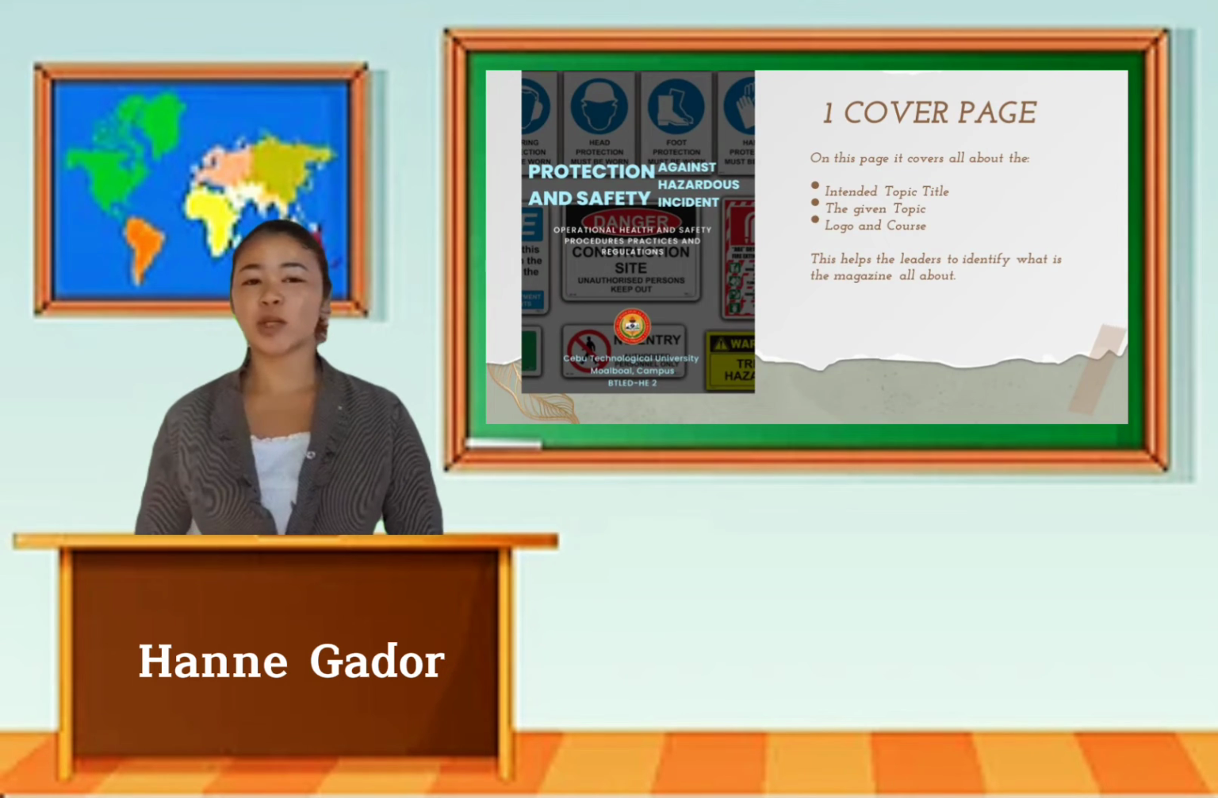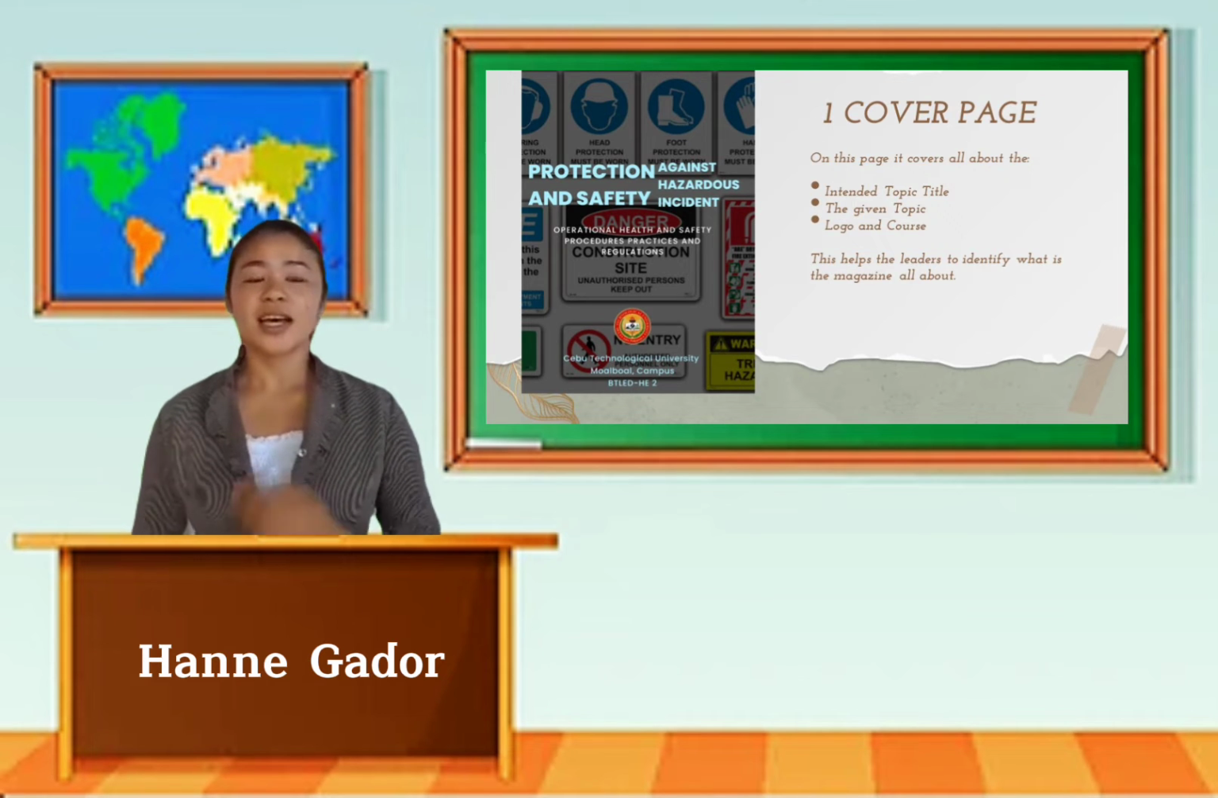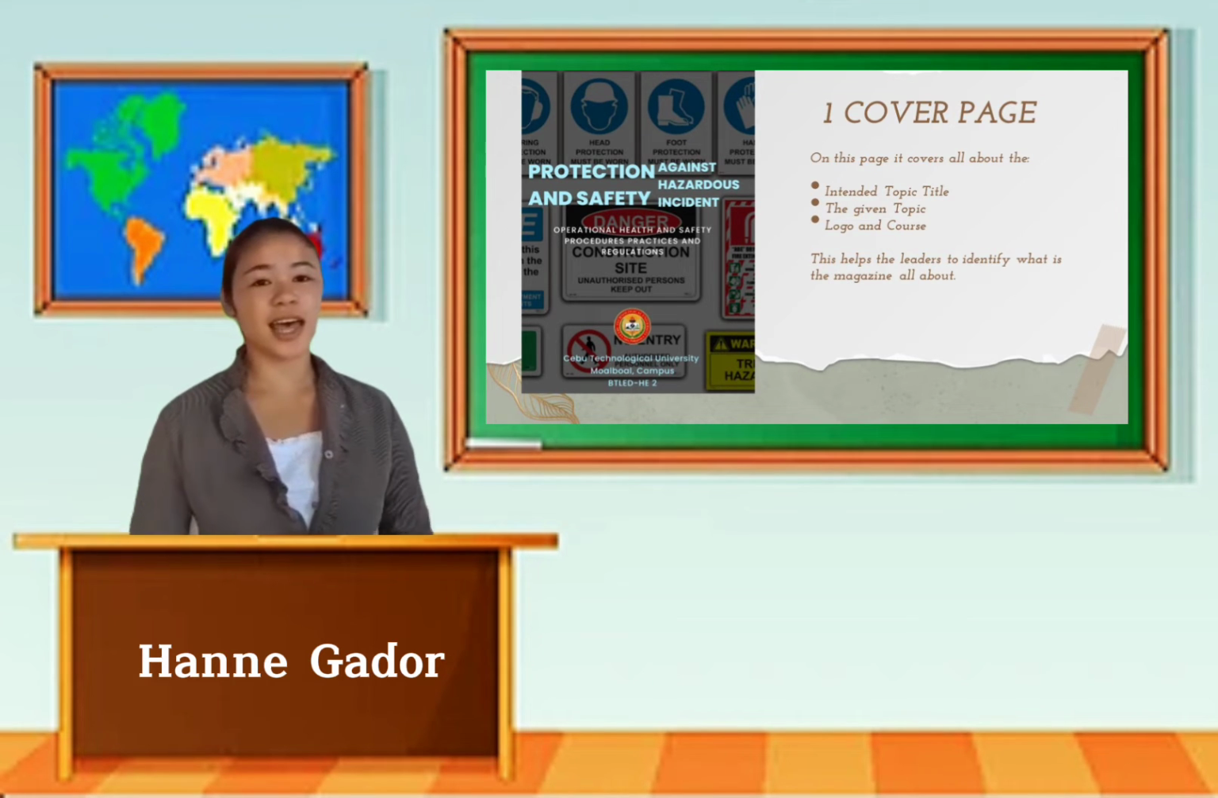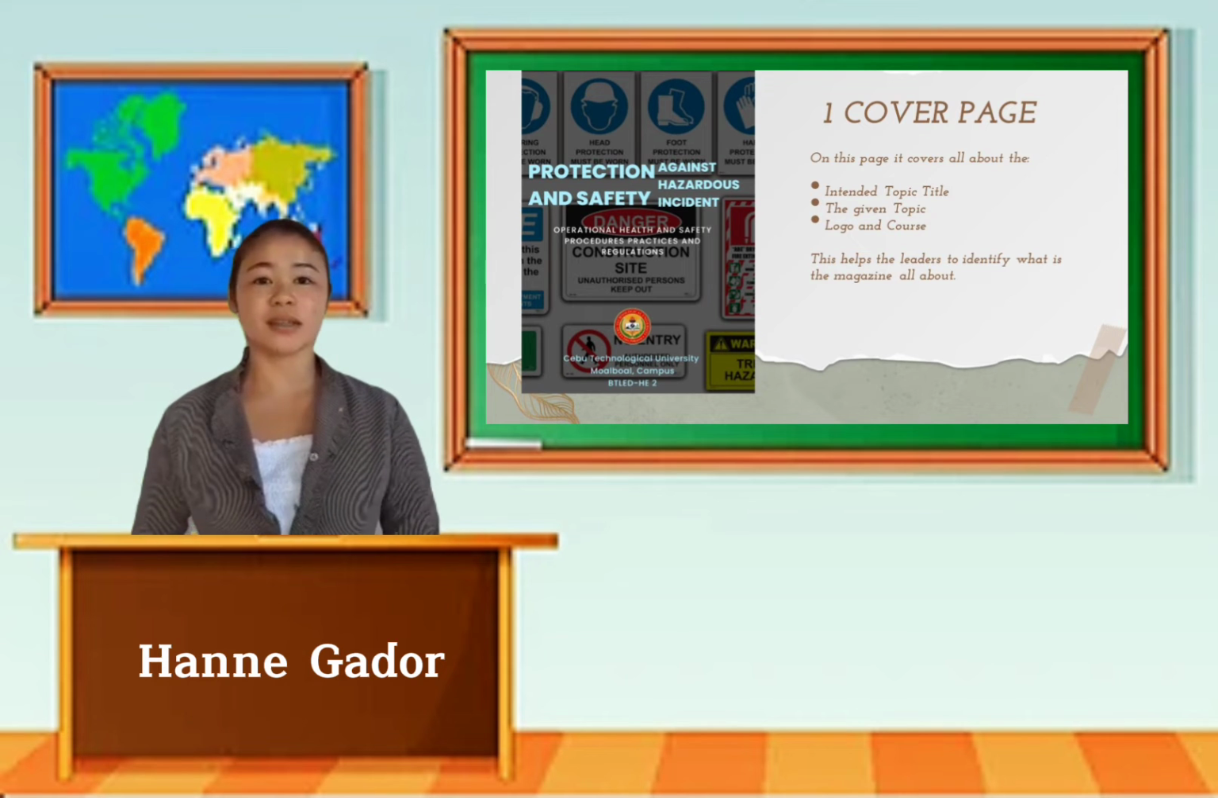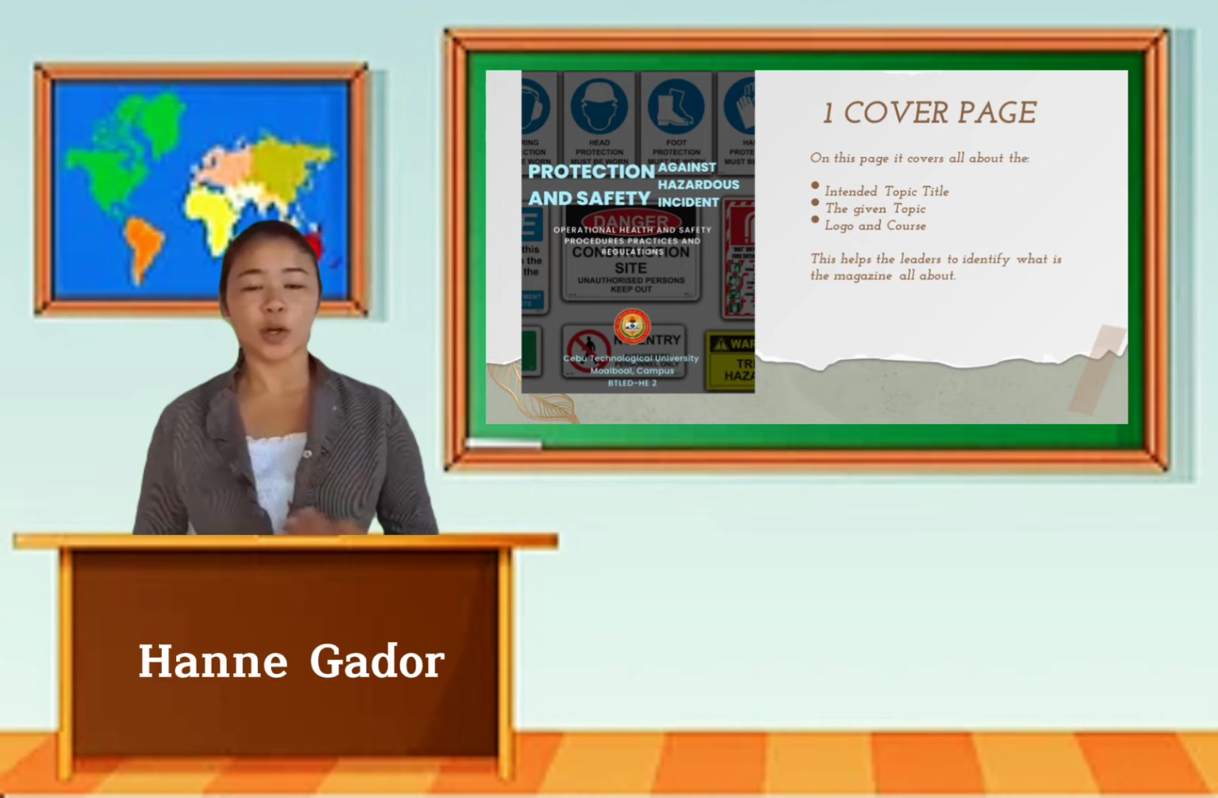In a magazine, we usually first see the cover page. Some call this the front page, and some people call this the title page. On our cover page, you'll see our descriptive title, which is Protection Against Hazardous Incidents. In the making of this magazine, of course, we included our main topic, which is the operational health and safety procedures, practices, and regulations. We also added the university logo and our course for identification of this work, and also for reasons of authority and no copying of work.